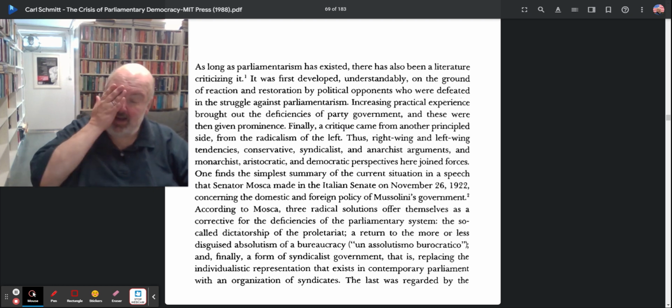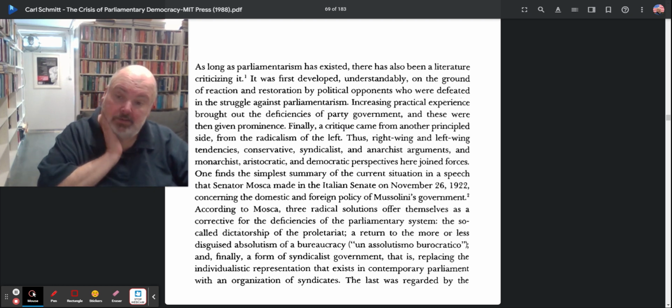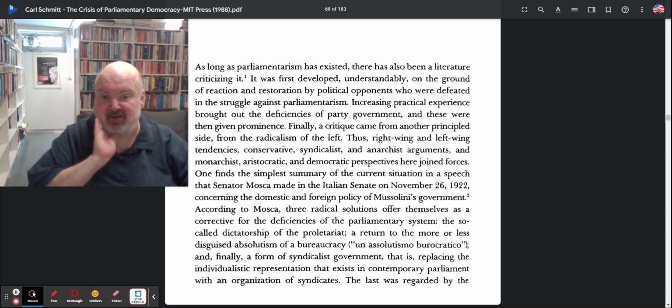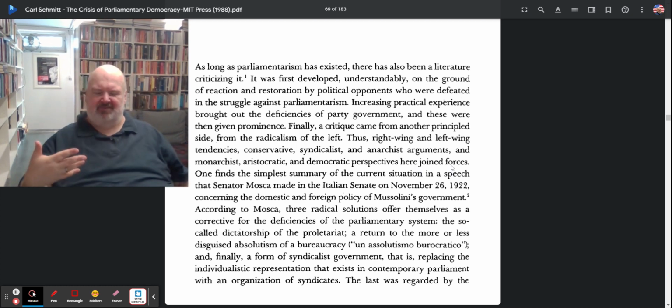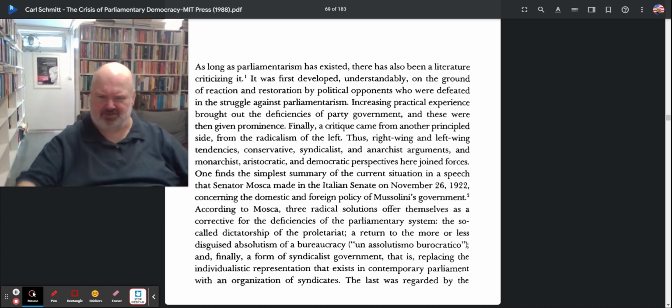Starting with Bentham and then later Mill's Representative Government, right? These were the earlier ones, and then the critique from the left in that sense, right? Thus, right-wing and left-wing tendencies, conservative, syndicalist, and anarchist arguments, and the monarchist, aristocratic, and democratic perspectives have joined forces. In other words, all these groups have a criticism of parliamentary structures, right?